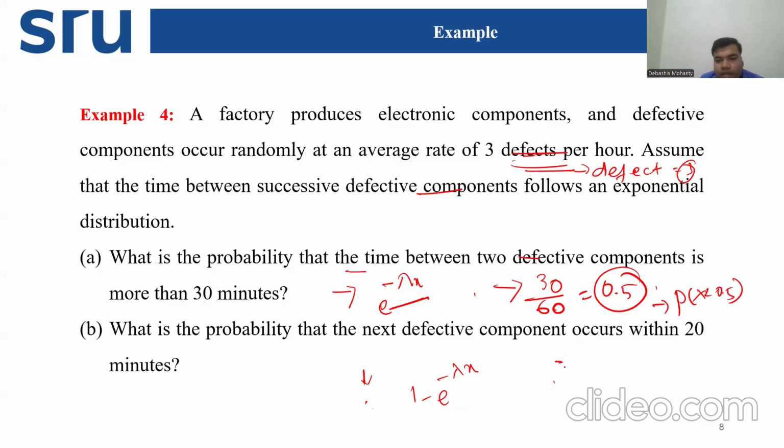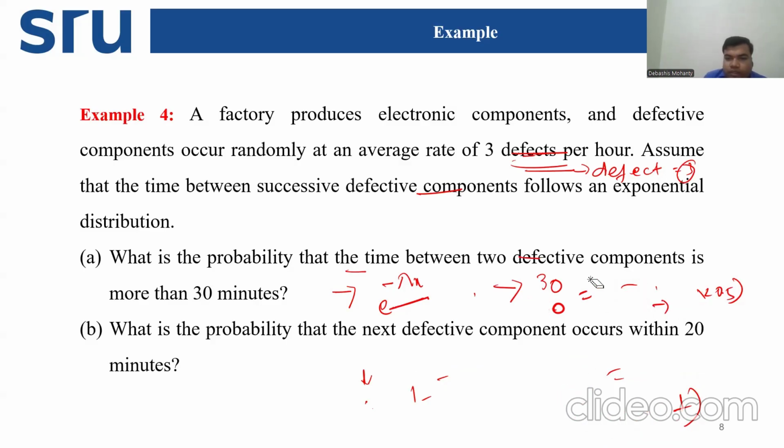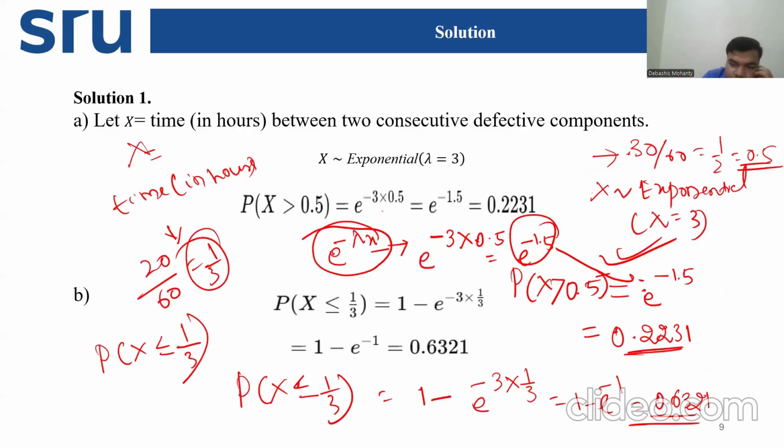But here it is 20 minutes. So 20 divided by 60 is 1 by 3. We need to calculate the probability of x less than or equal to 1 by 3. That value only we are calculating. This type of question will come in the exam, so you can directly calculate using the formula which I have recently explained. The answers are 0.2231 and the second one is 0.6321.